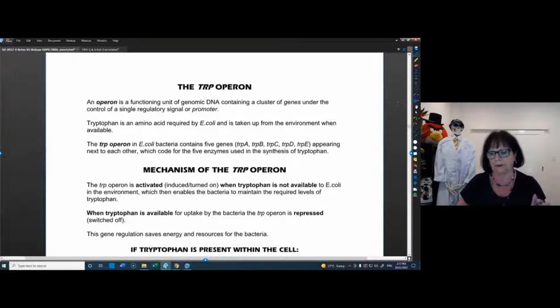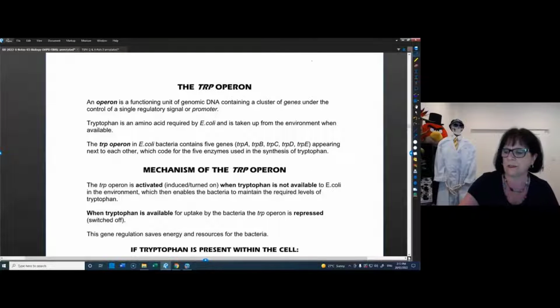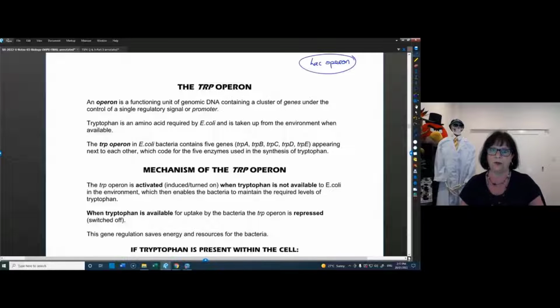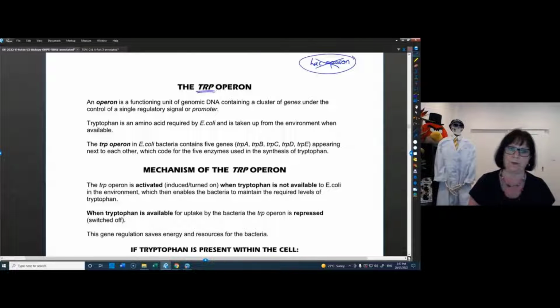Now, this is the new course. Starting this year, we've got the updated course. In the previous course, there was a similar kind of thing called the LAC Operon. The LAC Operon is no longer part of the course we're doing. It looks a very similar process, but they've changed it in the new course to be the TRP Operon.